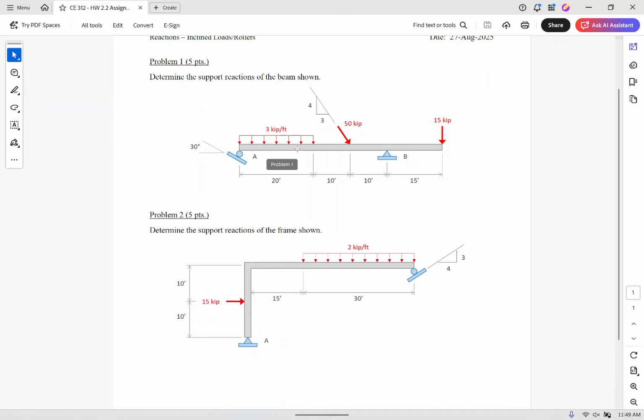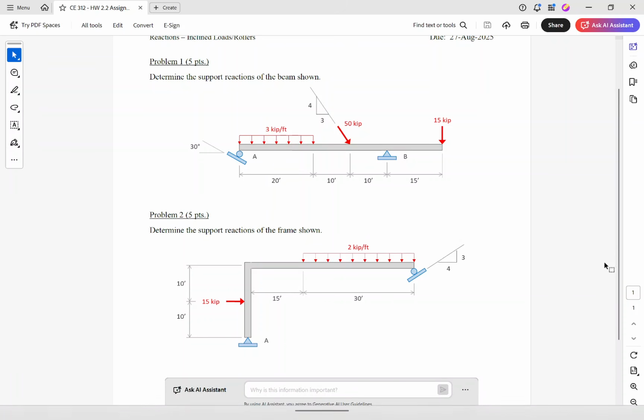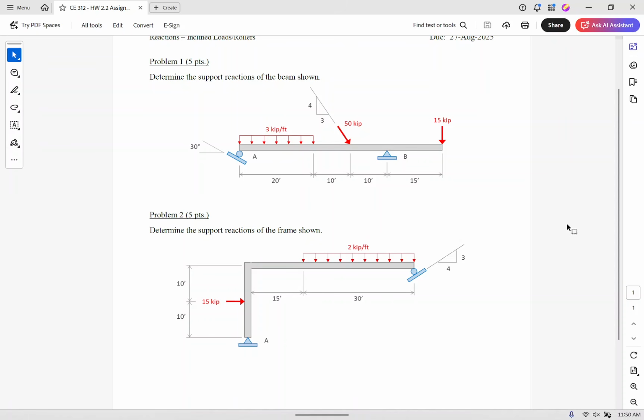Second problem. Too much work. Interesting. If I'm being honest, I think the first one's harder than the second one. Yeah, you might be right. Too much work. All right.